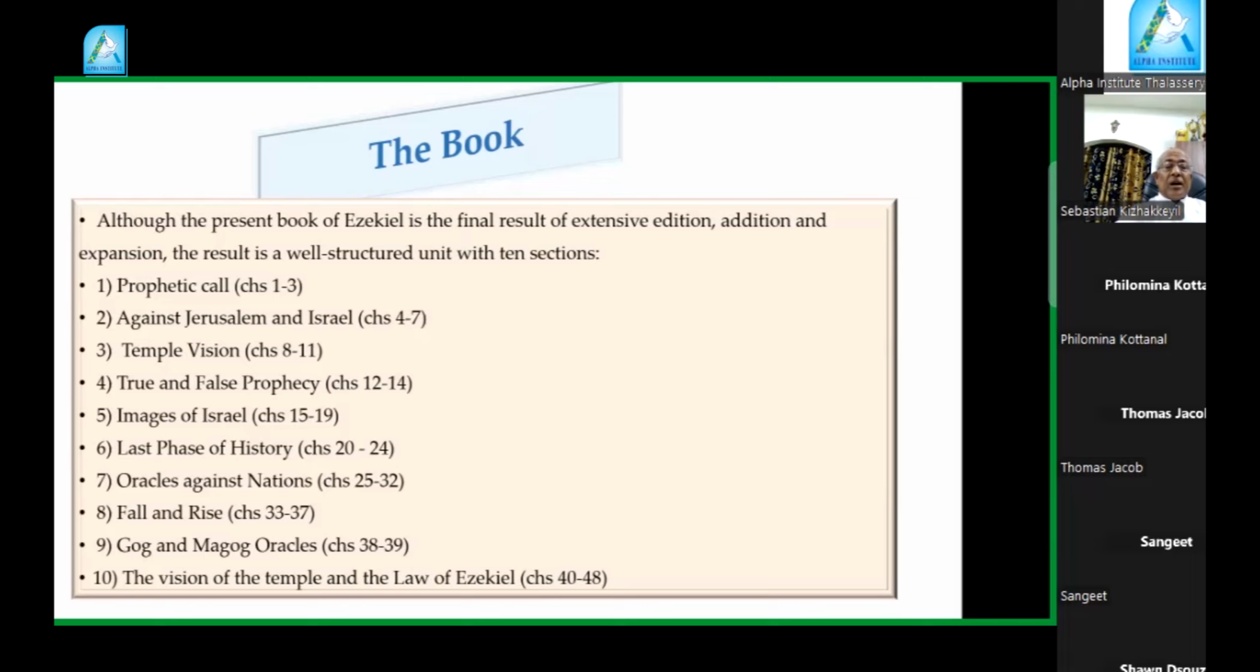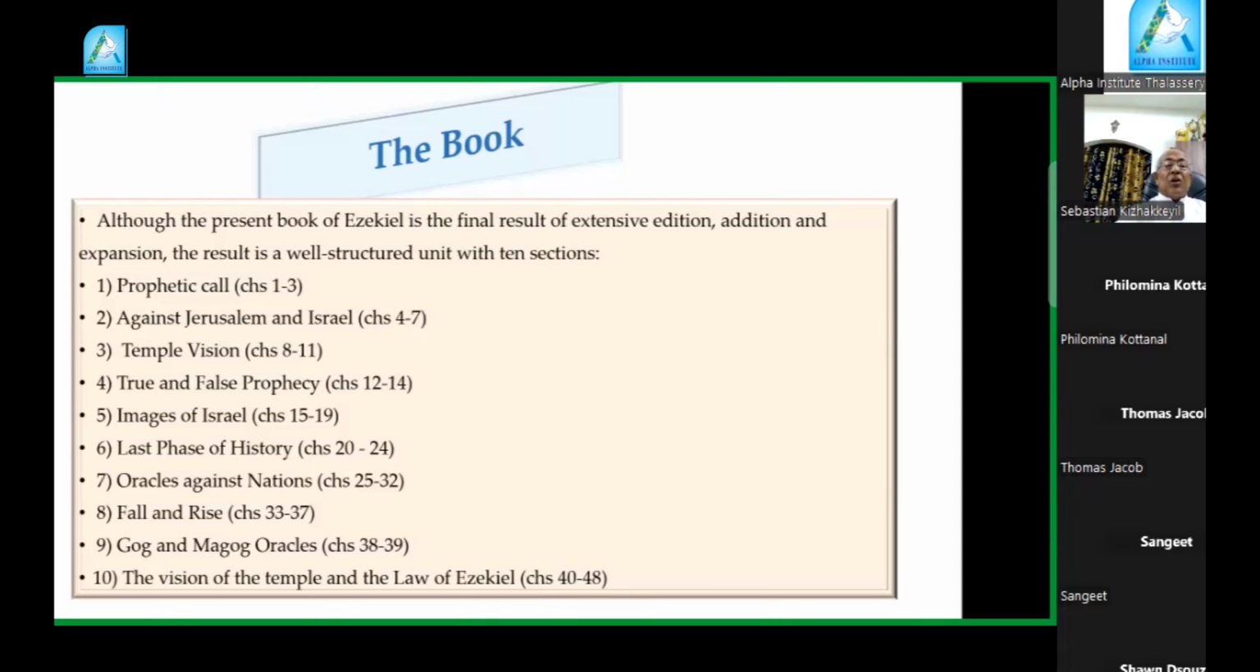Then we have the Gog and Magog oracles, chapters 38 and 39. You may have read this a few times, but probably understood nothing, because it is apocalyptic in language, not to be understood literally. If you try to understand it literally, you will get nothing. Then the last section, chapters 40 to 48, the vision of the temple and the law of Ezekiel.